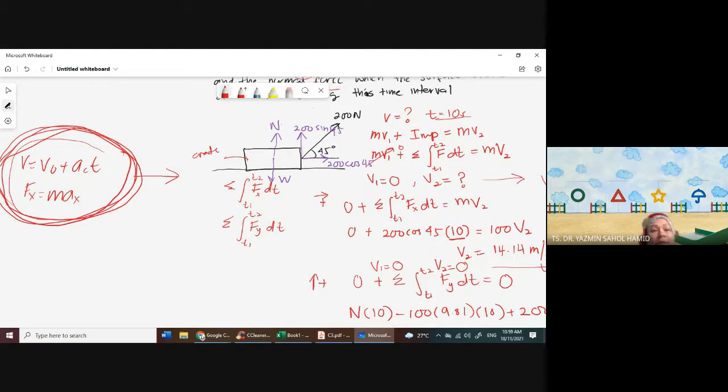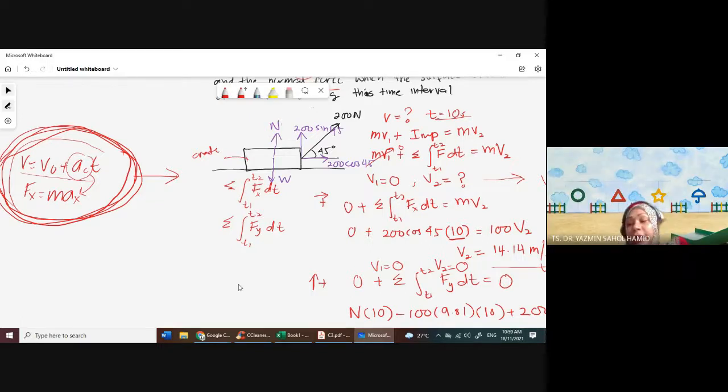Okay? Boleh tak? It means that what I'm trying to say is if they ask you to find the normal force, you can use the same method to find the normal force using Newton's second law. But however, before that, you need to find the acceleration first, using this formula, and then you can get it. Okay? All right, guys. Do you understand? Yes, for normal force only, not for velocity.